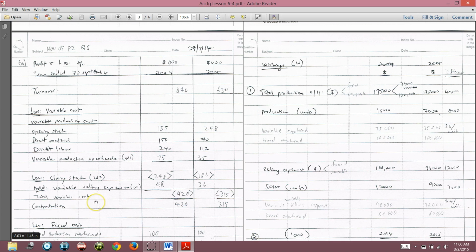So then now we are going to do the workings to find out the difficult figures. So the production overheads.